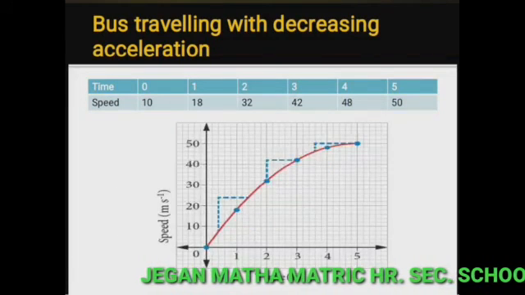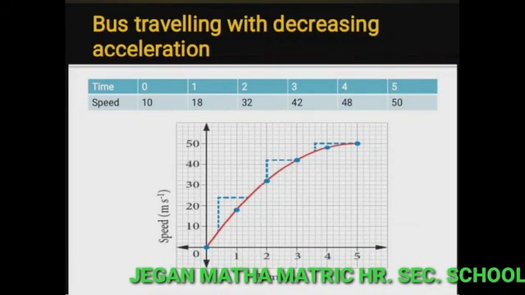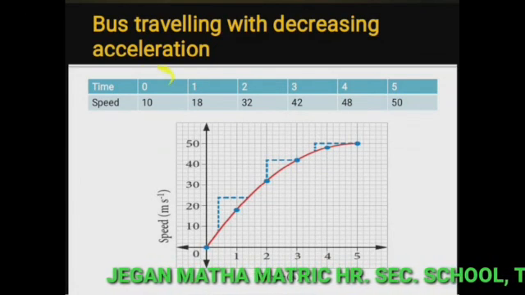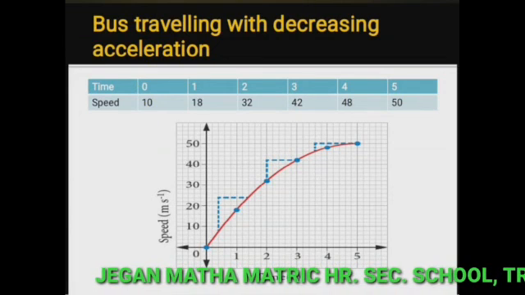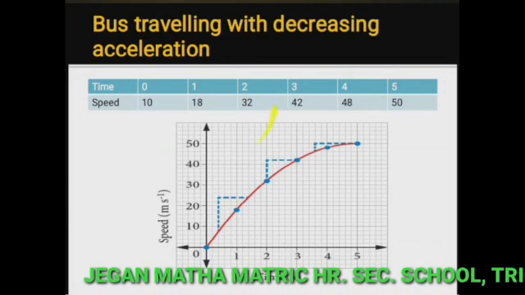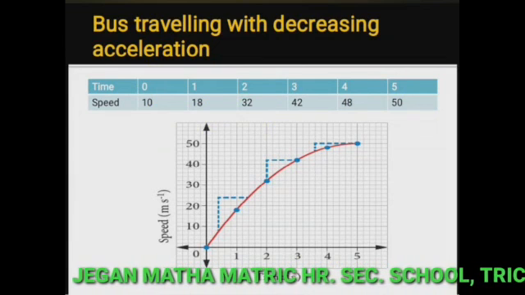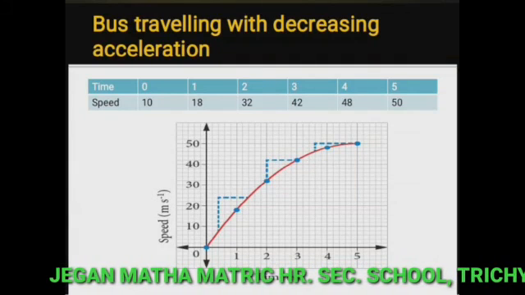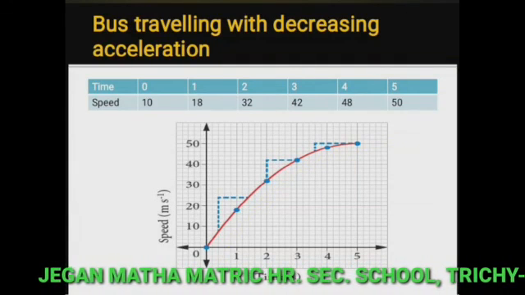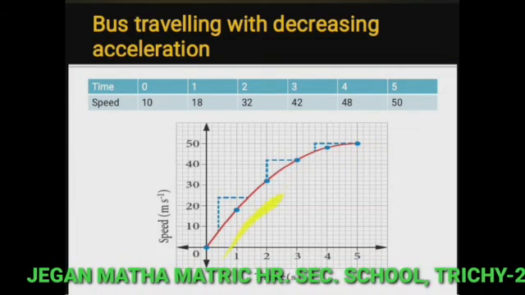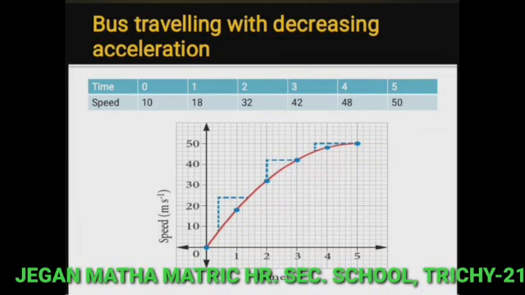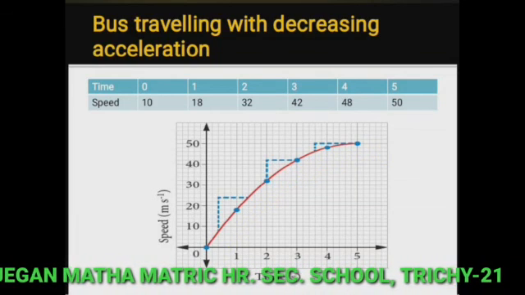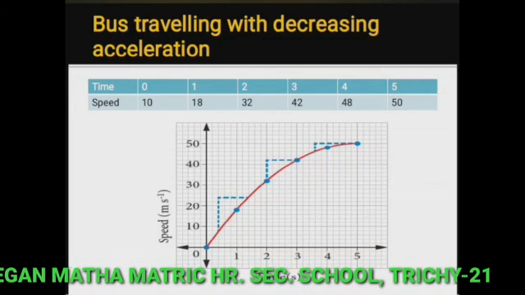Then next one, bus traveling with decreasing acceleration, that is non-uniform acceleration. So here at 0 second the speed of the bus is 10 meter per second, then 18, 32. So here there is no uniform acceleration. So the speed is increasing at a decreasing rate with time, hence the graph has a positive and decreasing gradient and the acceleration decreases. So the bus has non-uniform acceleration.